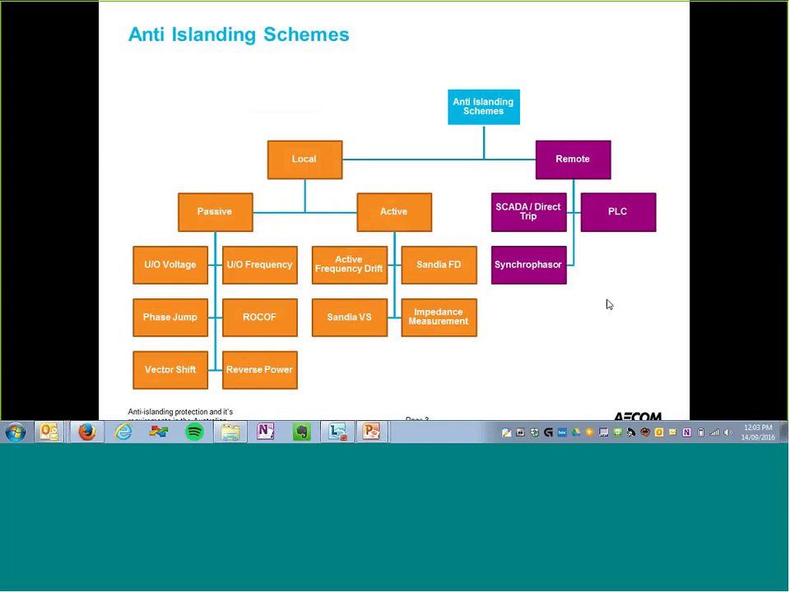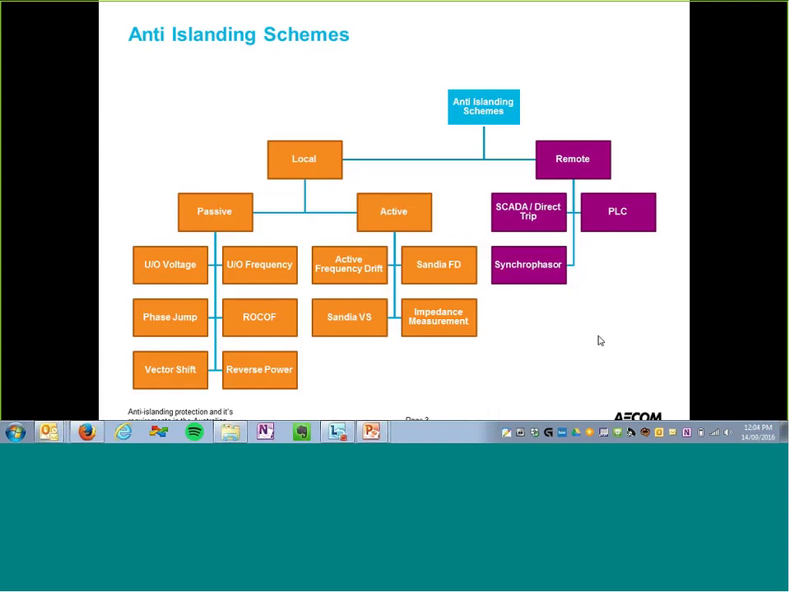Once again, this presentation is really in the context of large-scale generators connected into the distribution system, or in some cases the transmission system. So large-scale, talking multi-megawatt size, so megawatt and above. So remote can be a SCADA or a direct trip, power line carrier or synchrophasor-based implementation of anti-islanding. And then local can be broken down into passive schemes and active schemes.